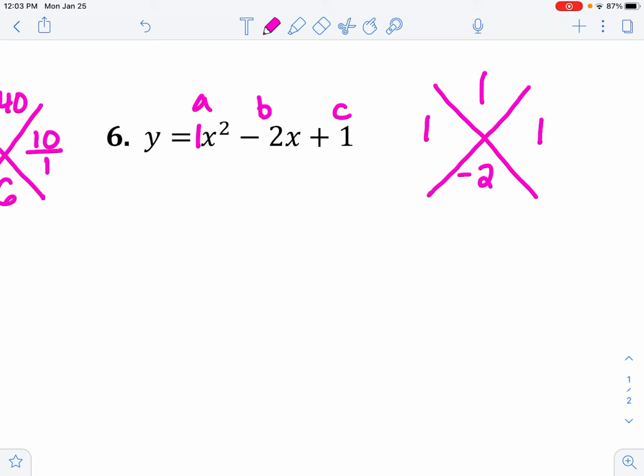The only two numbers that I know that multiply to give me 1 are 1 and 1. But 1 times 1 is 1, but 1 plus 1 is not negative 2. So I have to realize that if I make them both negative, that still multiplies to give me positive 1. And when I add them, I get negative 2.